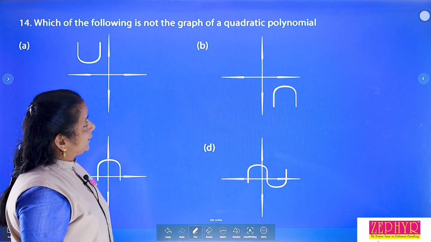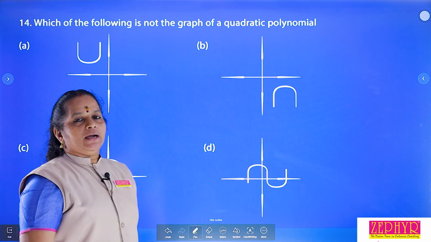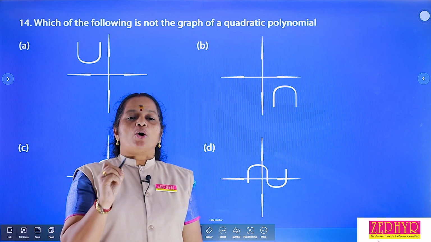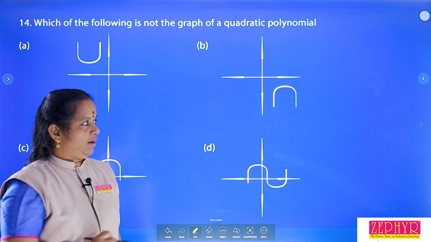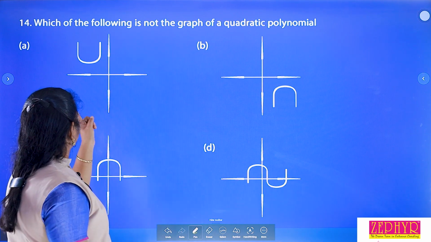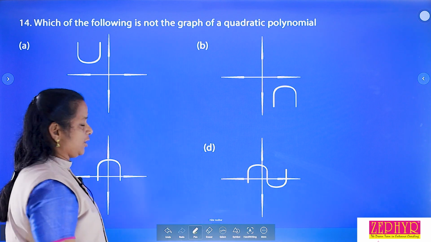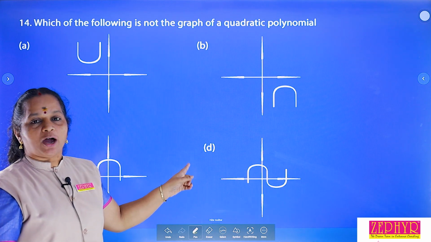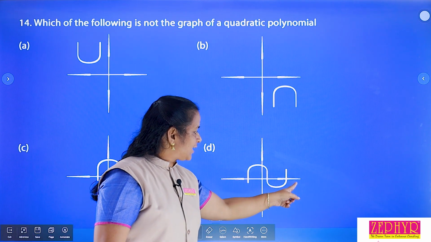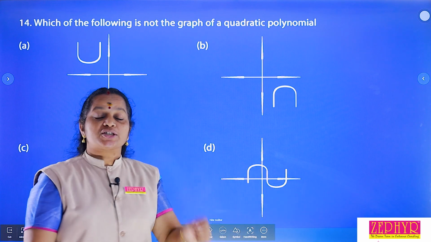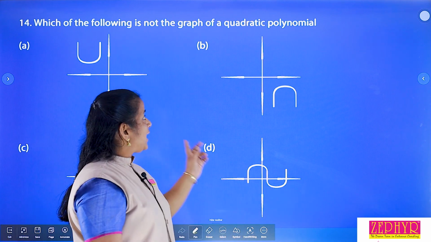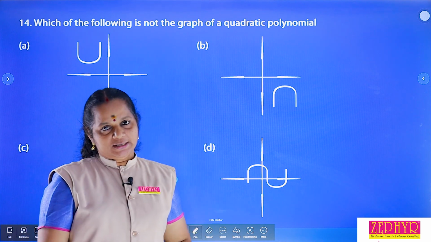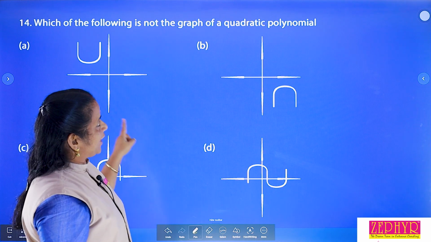Which of the following is not a graph of a quadratic polynomial? As we discussed earlier, a quadratic polynomial has degree 2 and is always the shape of a parabola. Here the first, second and third options are all in the shape of a parabola. And the last curve, option D, intersects the x-axis at 3 points. So it is not a quadratic polynomial. All other options A, B and C are in parabolic shape, so they are always quadratic polynomials.